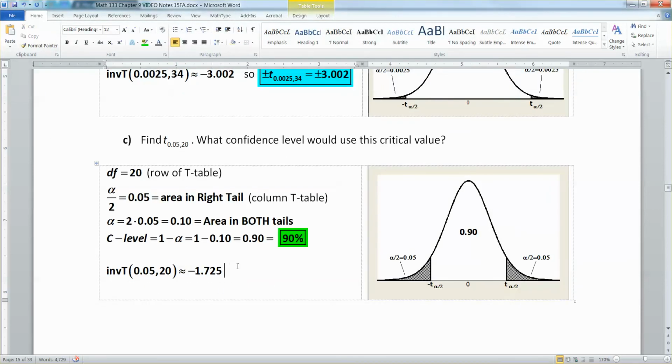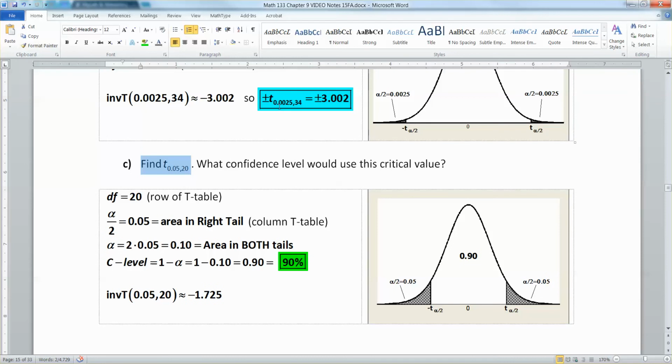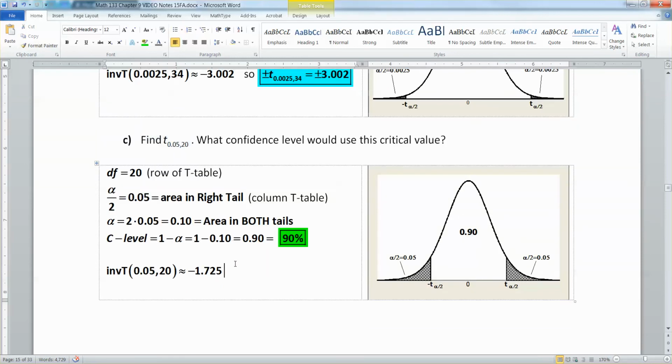All right, now that's not actually the one they were looking for. They want us to find t 0.05 comma 20, which by definition means the area in the right tail is 0.05. We just found t 0.95, if you will. We found this one over here, or negative t 0.05. So we found the negative value, but we want the positive value. It's very clear it wants us to find the positive. It doesn't want us to do the plus or minus thing. It just wants us to find one of them.